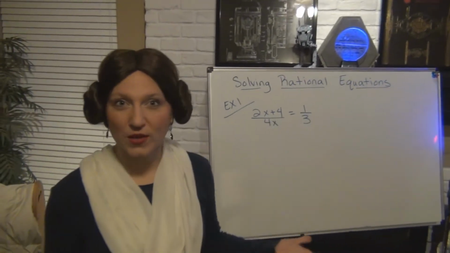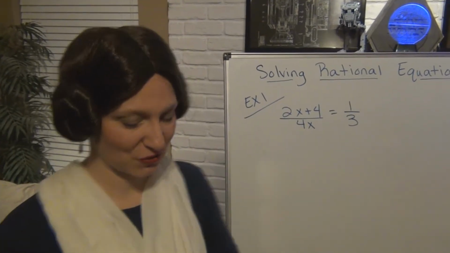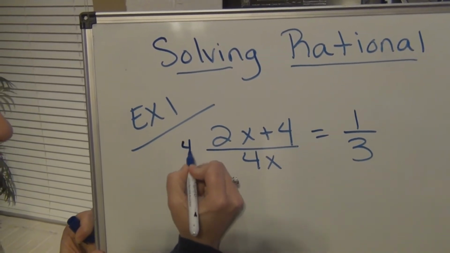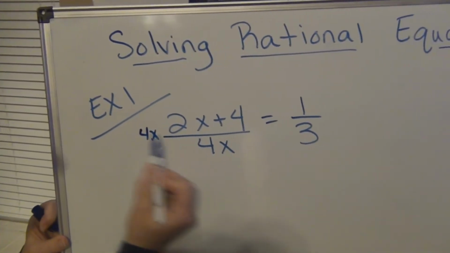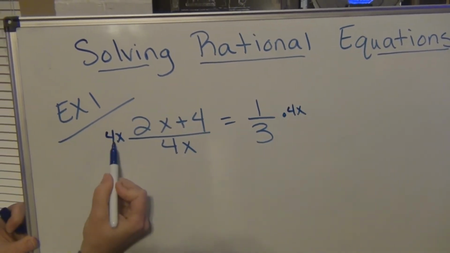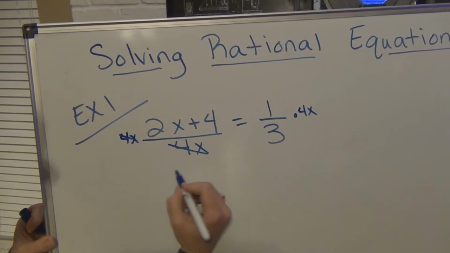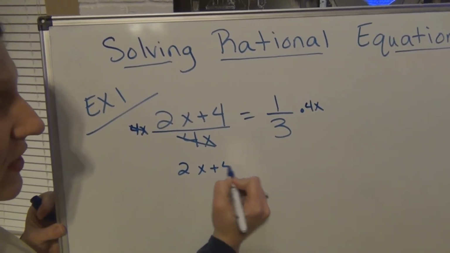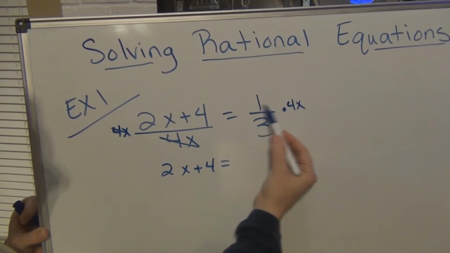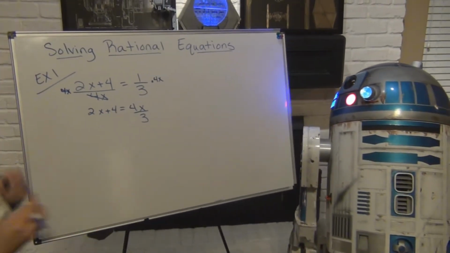And how do we get rid of division? How do we undo division? Well, we multiply. So that's what we're going to do first. First, to get rid of this, I can multiply by 4x. And what I do to one side, I have to do to the other side. So when I multiply 4x times this fraction, it cancels it. So this is 2x plus 4. And then when I multiply it times this fraction, I do 1 times 4x is 4x over 3.